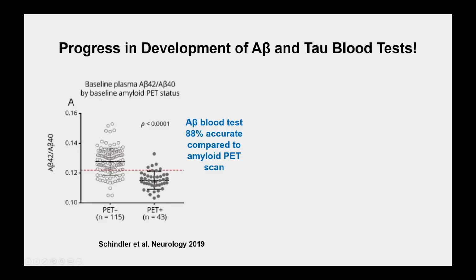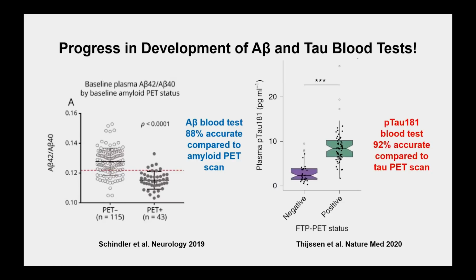This is a study from Washington University in St. Louis, measuring the ratio of the 42 to 40 amino acid amyloid beta fragments in the blood in individuals who had positive amyloid PET scans here in gray and individuals who had negative PET scans in white. And you can see that on average, the individuals that had positive scans had a lower ratio of A beta 42 to 40 than those that had negative scans. And you can kind of draw a line here, and there is some overlap between the positives and the negatives, but the overall accuracy is about 88%, pretty darn good for a blood test.